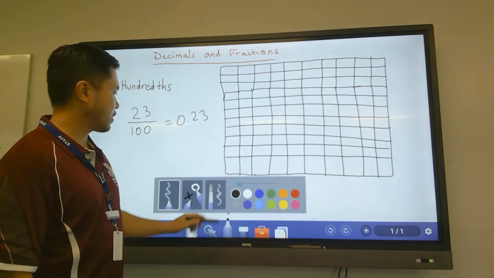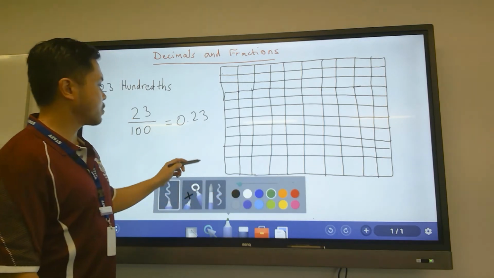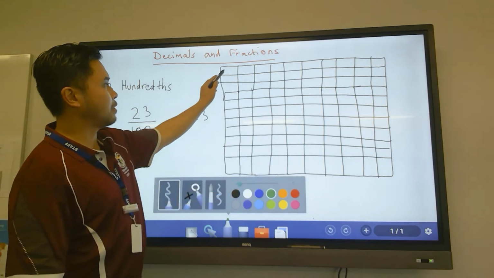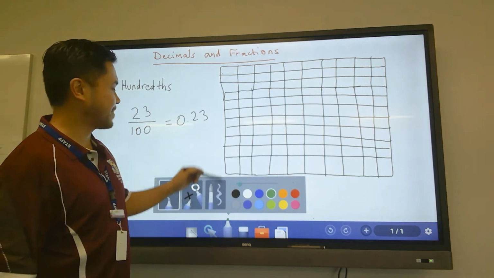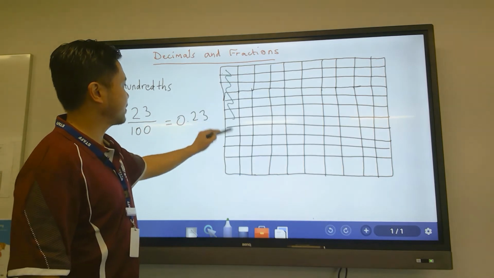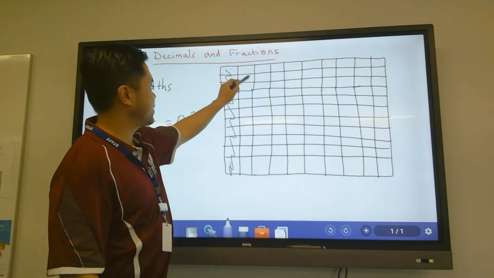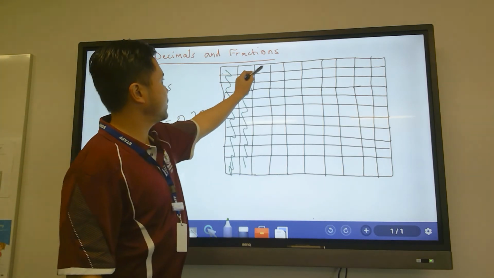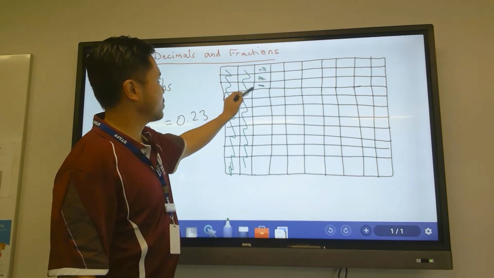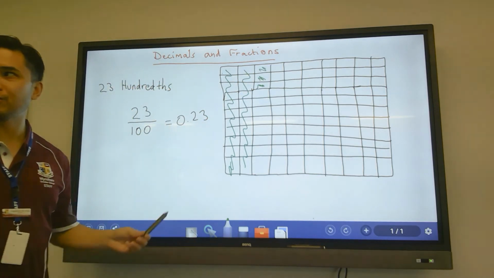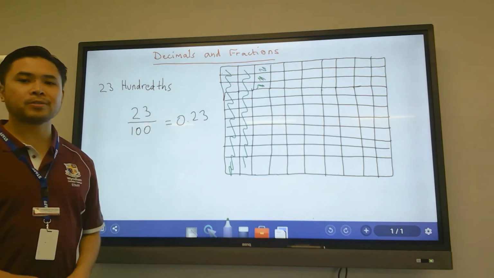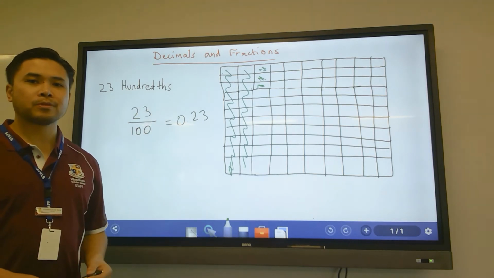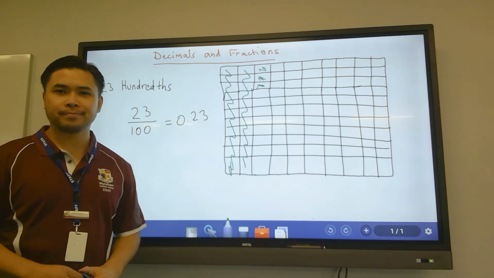Just to further illustrate that, 23 hundredths, we'd have to color in how many of these? That's right, 23. So let's color in, that's 10, 20, 23. And that is 23 hundredths. So taking this example, apply it to the rest of the questions to solve the rest of the equations. Thank you.